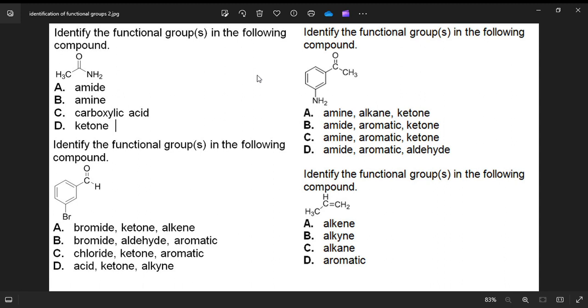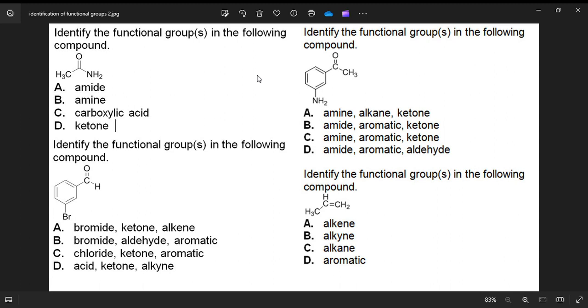These are just something we should take our time with. Sincerely, identification of functional groups is simple. Just look at the structure very well. Try and keep some things at the back of your mind before you come in contact with a structure.